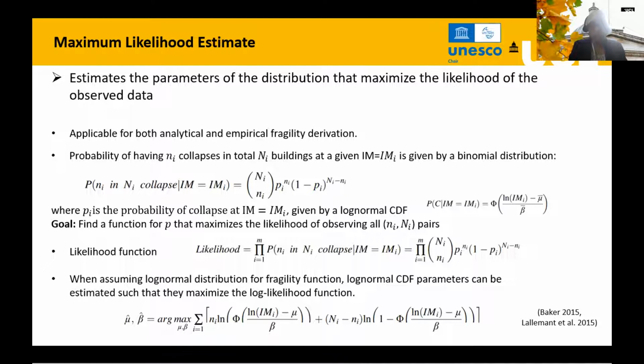With the parameter pi being the lognormal CDF, because we are assuming again that this is a lognormal function. So now for one particular IM i, if you take a product over all the IM values, that would be your likelihood function. So you want the fragility parameters that maximize the likelihood of observing all the small ni, capital Ni pairs. So you have the likelihood function, and you can maximize it to find the two parameters mu and beta, which are included in the pi.